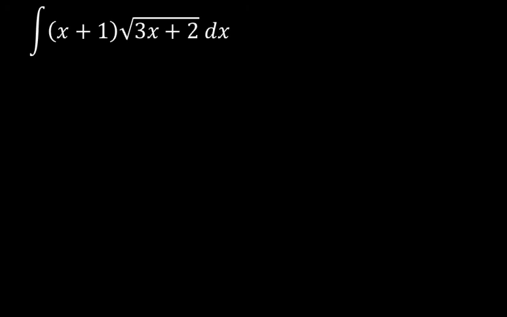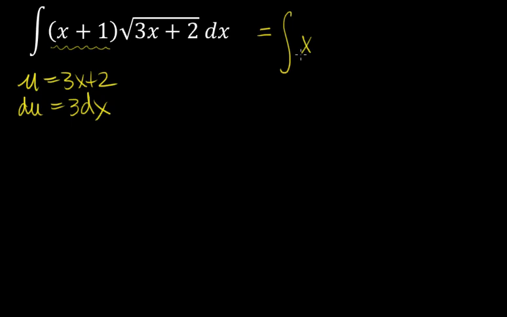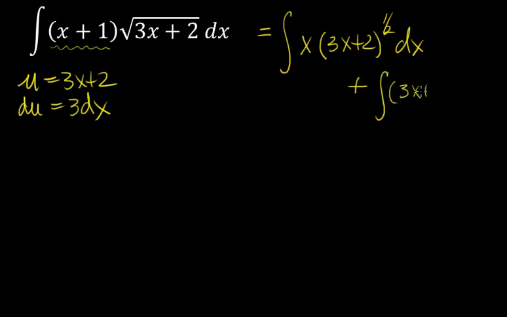Okay, so I'll do this fast. Again, we let u be 3x plus 2, and du is 3 dx. And I see that the x plus 1 is definitely in the way here. So I'm going to split first and write this as the integral of x times 3x plus 2, I could put the square root, or I'll put 1/2, dx. And then I have plus the integral of 3x plus 2 to the 1/2 dx.